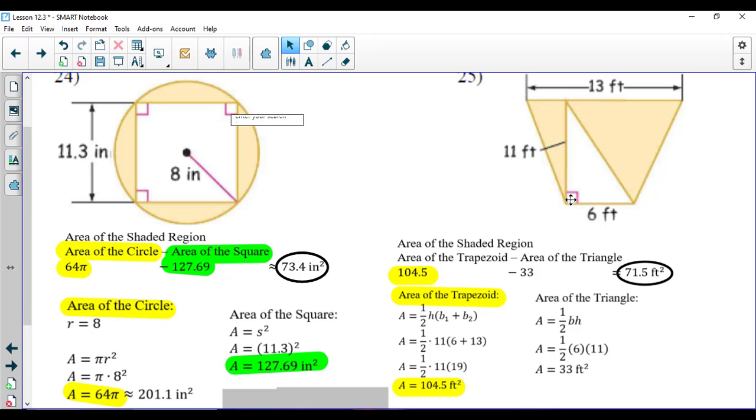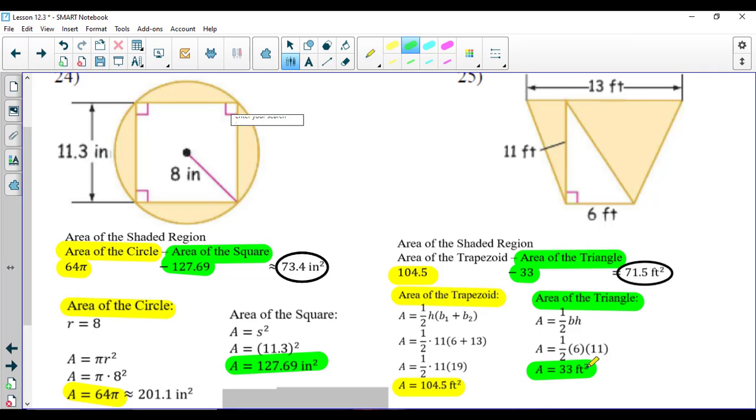Those are 11 and 6. Half times 6 times 11 gets us 33 feet squared for the area of the triangle. So you can see that that is 33 feet squared, and I plug that in there. In order to find the area of only the shaded region, take the area of the trapezoid, and we will subtract off the area of the triangle to get 71.5 feet squared.